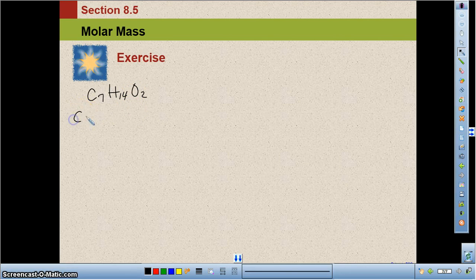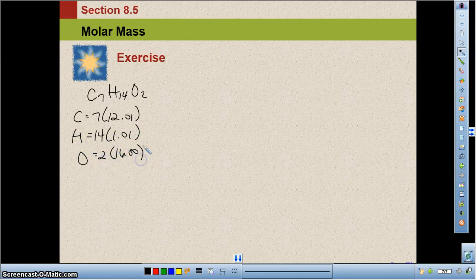So we're going to start by writing down what we've done before, and we're going to multiply that all out times 16. And through the wonders of technology, you can see those already written out for you, and that's going to total 130.21 grams per mole, and that's the molar mass of this substance.